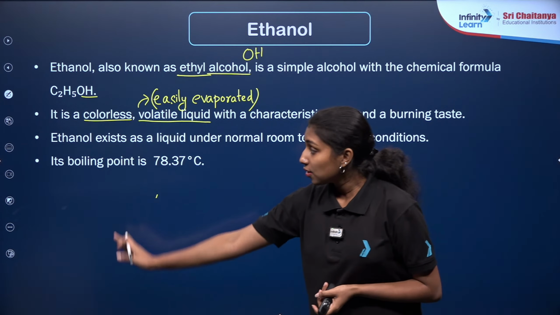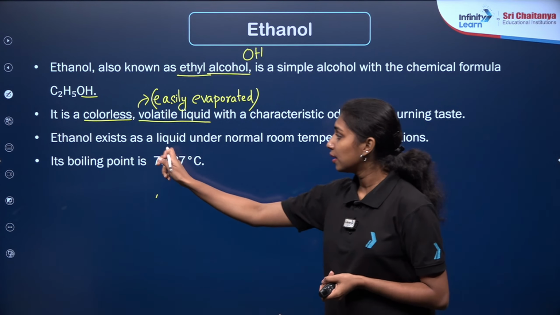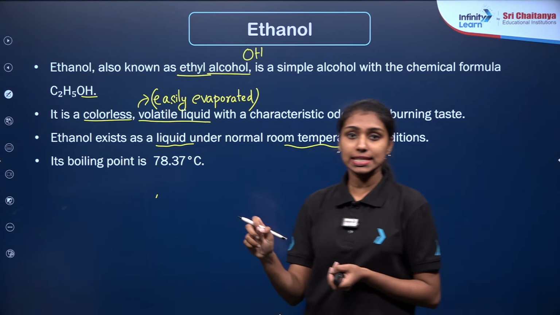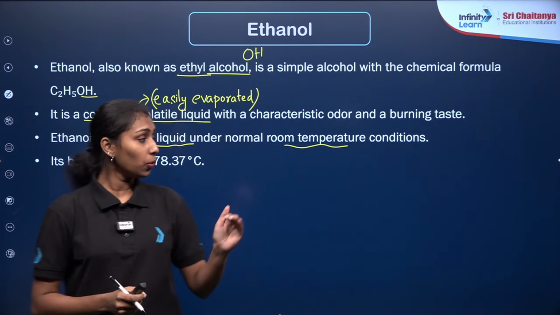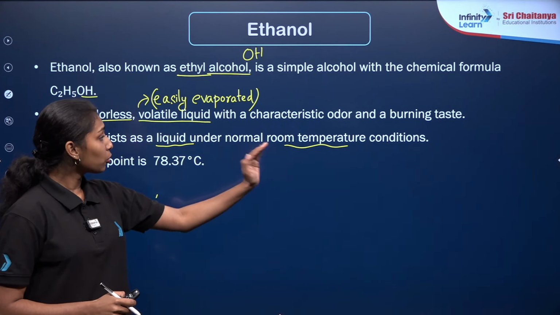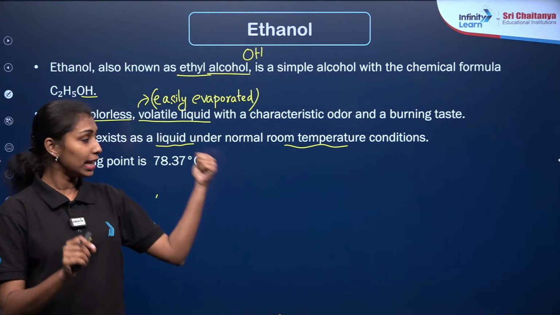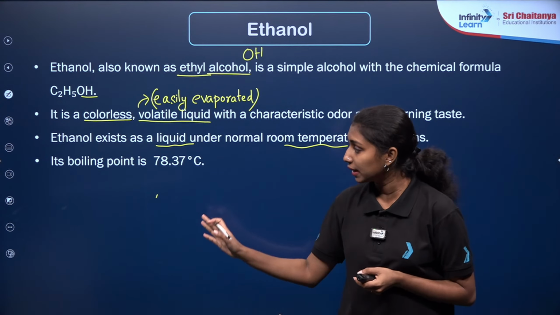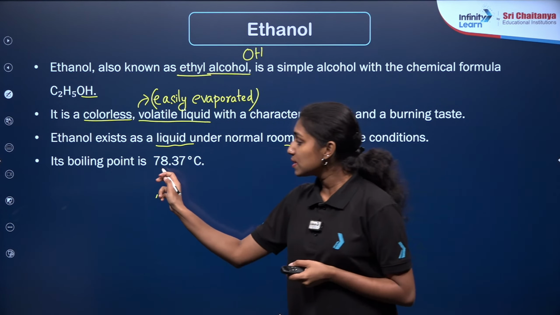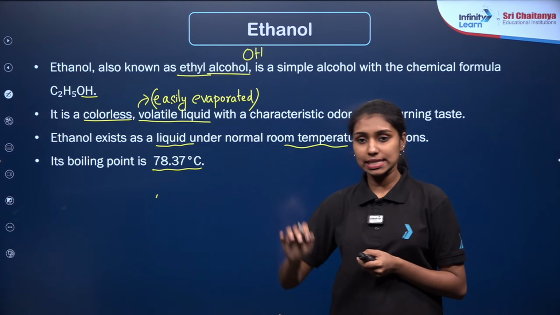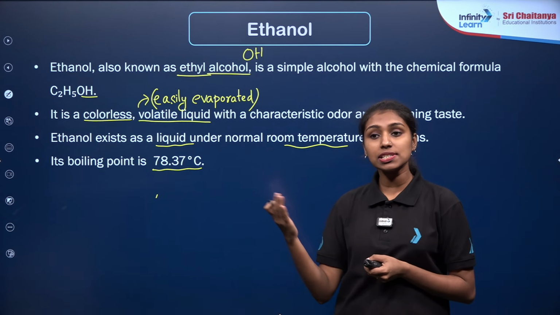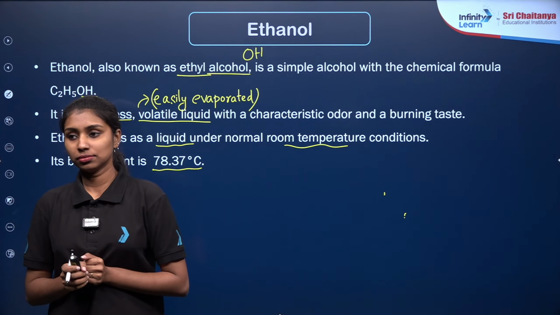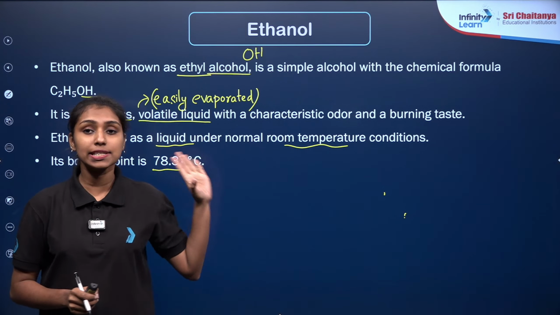Then this ethanol exists as a liquid under normal temperature condition. That's about 25 degrees Celsius, that is our room temperature, right? So under the normal room temperature condition, it will exist in a liquid state. Then what is the boiling point of ethanol given here? It is around 78.37 degrees Celsius. At this particular temperature only it will start boiling. Clear? These are the introduction of properties of ethanol.